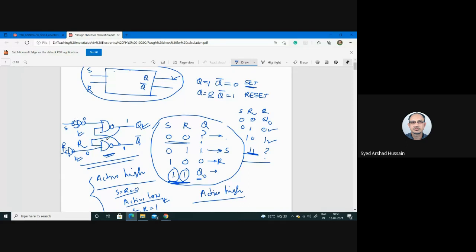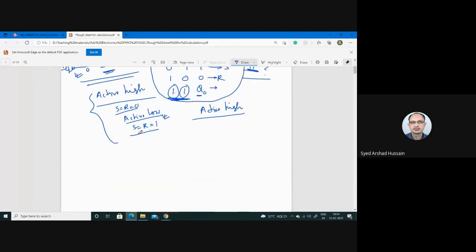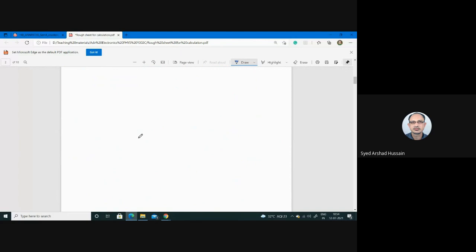But in this circuit, one issue is that if your input changes due to any unwanted issue, the output will automatically change. To avoid this, to control this, some kind of extra input was given.